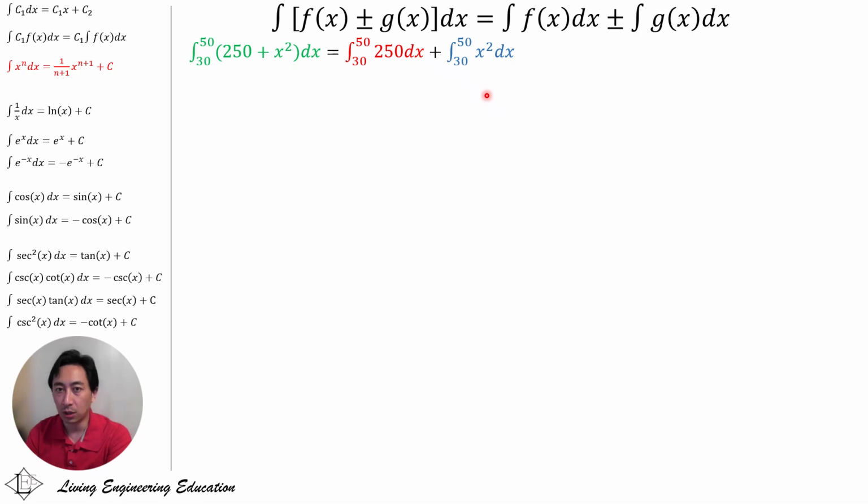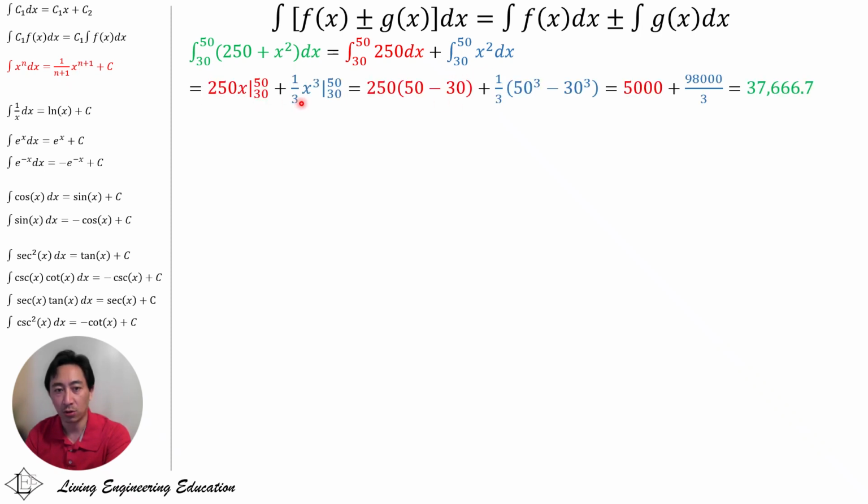Okay, so hopefully you had a chance to try this problem. 250 is just a constant, so I can say 250x there. x squared is x to some power, so this is going to be 1 over 3 x cubed, right? So I'll get 250x plus 1/3 x cubed, and I apply my limits 30 to 50. So for 250x, I get 250 times the quantity 50, the upper limit, minus 30, the lower limit, plus 1/3 x cubed gives me 1/3 50 cubed, my upper limit, minus 30 cubed, the lower limit.